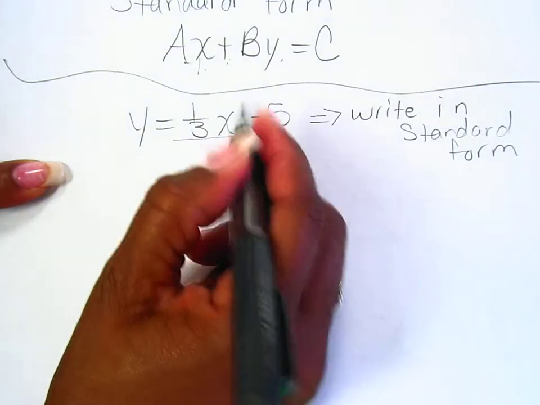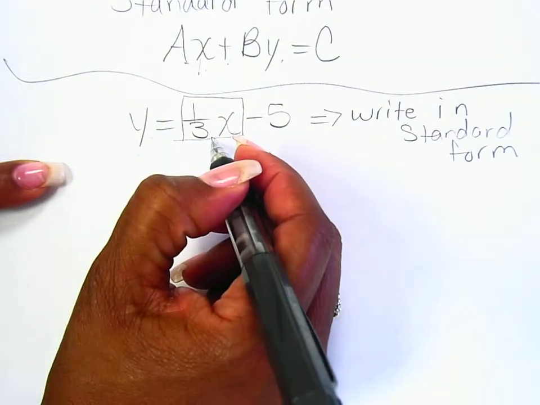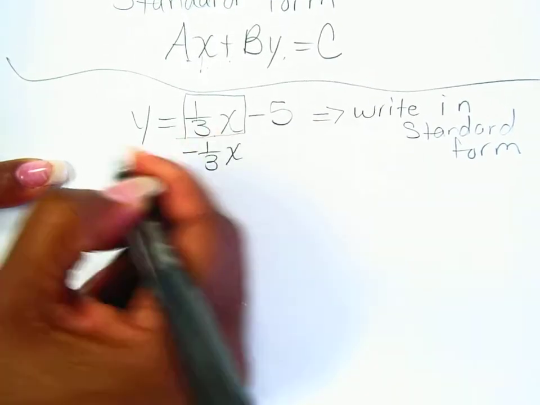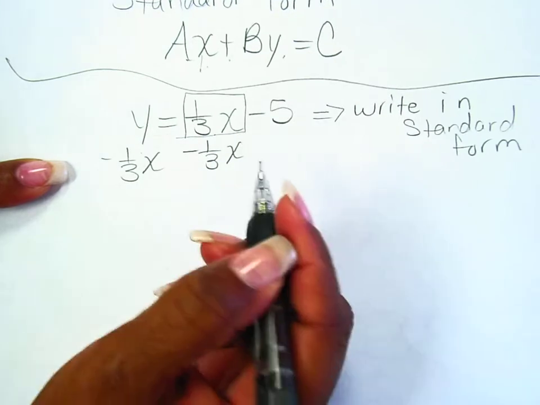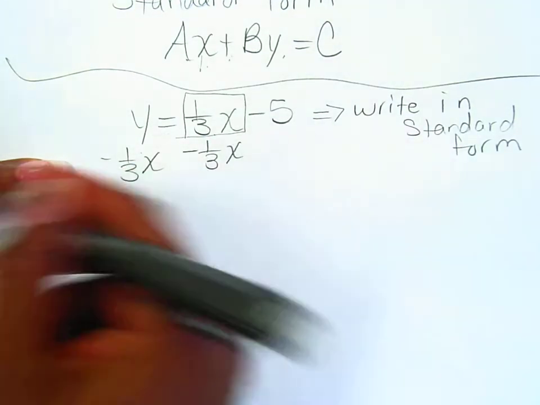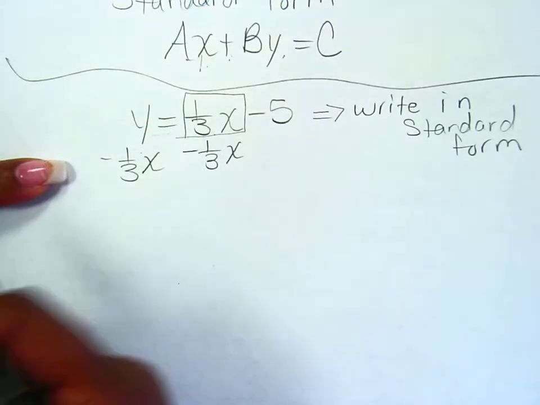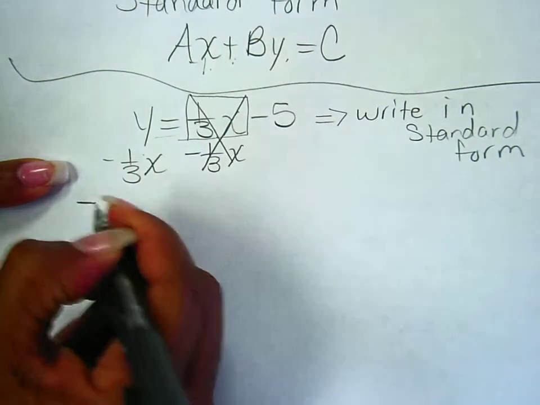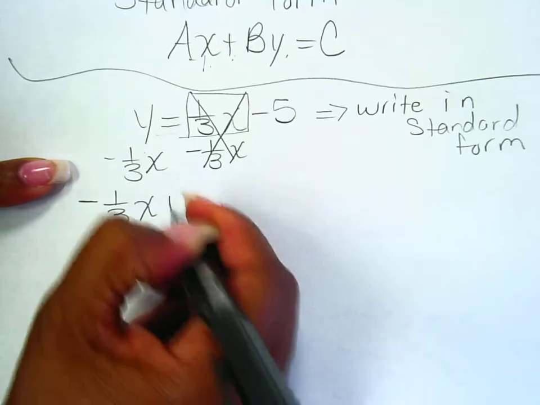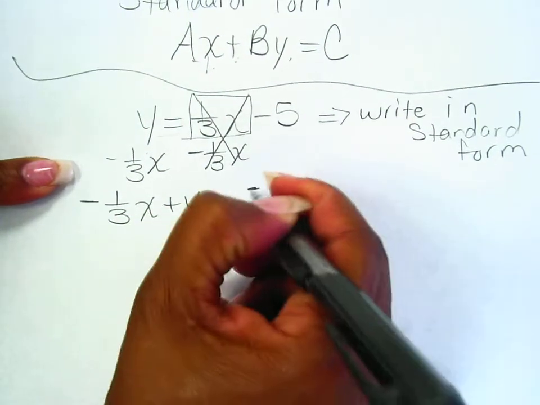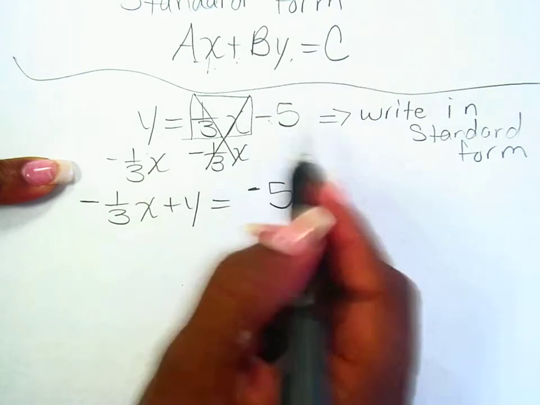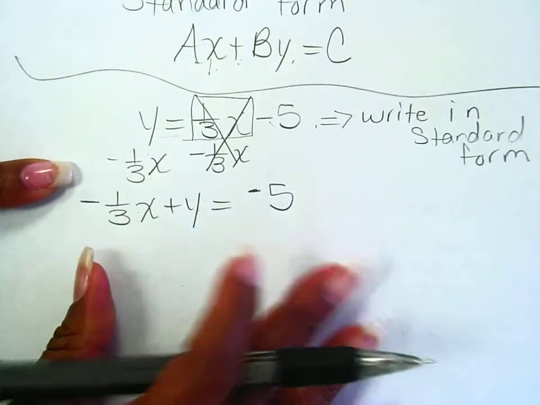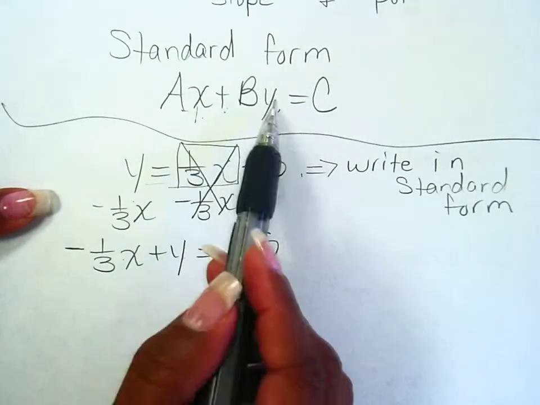Since this here is a positive 1/3 x, I'm going to subtract 1/3 x from both sides of the equal sign because I am manipulating an equation and you do the inverse operation. This leaves me with negative 1/3 x plus y equals negative 5, because that subtraction is with that 5, meaning it's a negative 5. Here, it still isn't in the format. I need it to be ax plus by equals c.